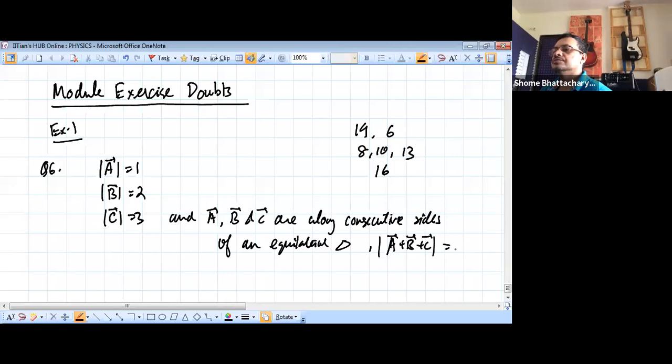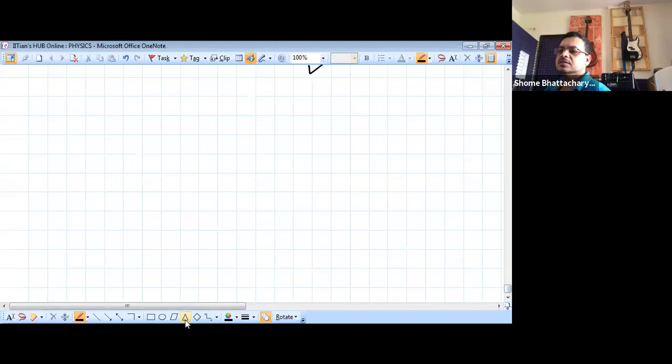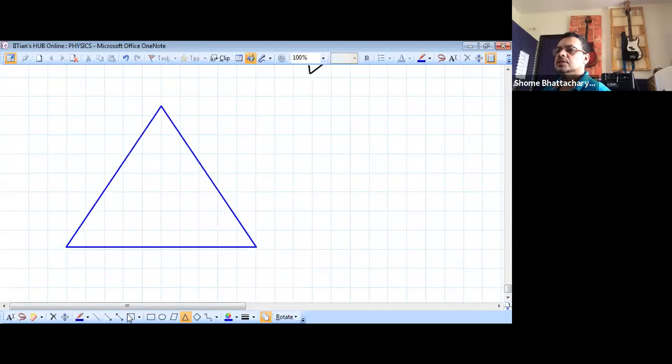So first of all, let's try to understand the meaning of this statement. Okay. Consecutive or taken in order, the sides which are taken in order. Let's try to understand what this statement means. So this statement basically means something like this, that imagine you have an equilateral triangle like this. So these angles are 60. That's the same thing as saying that the exterior angles are all 120.